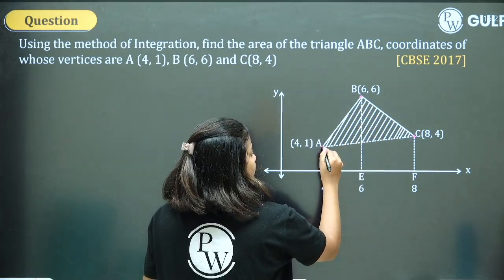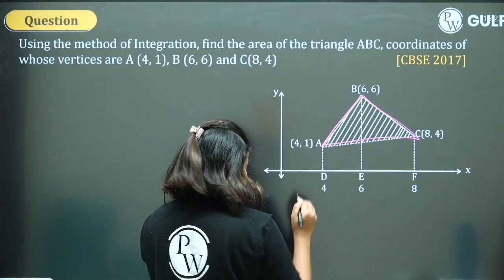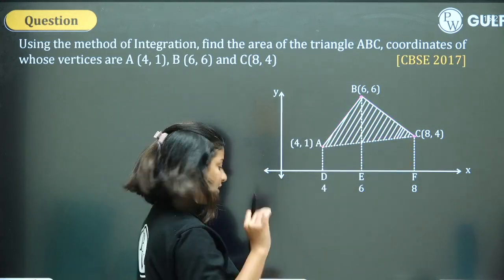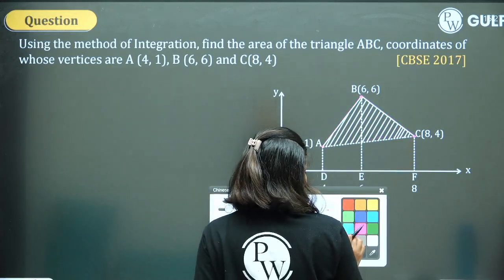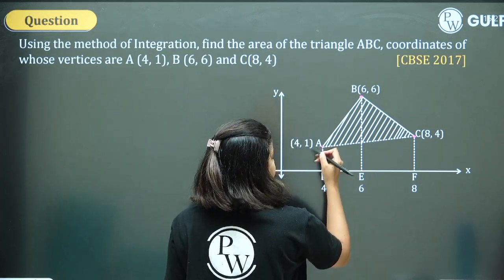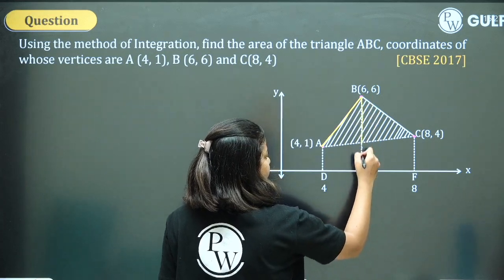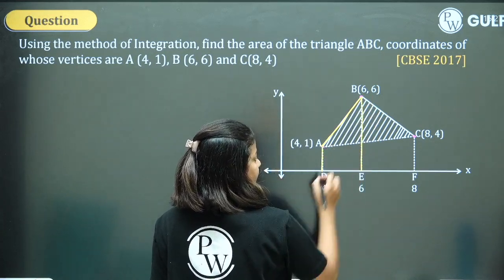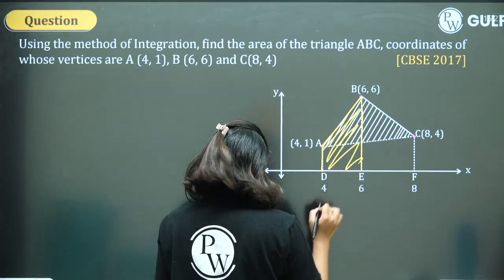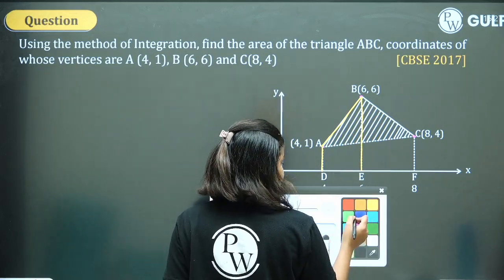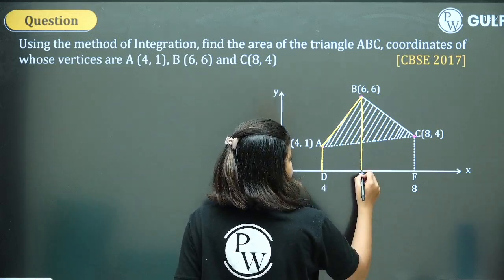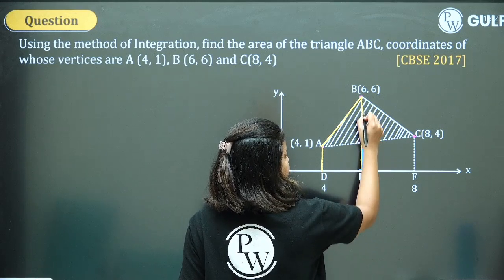ABC and then join ABC, you will get a triangle. We want to find the area under this triangle. Very simple, nice, and understand this, isn't it? Area under the line AB, area under the line AB plus area under the line BC.